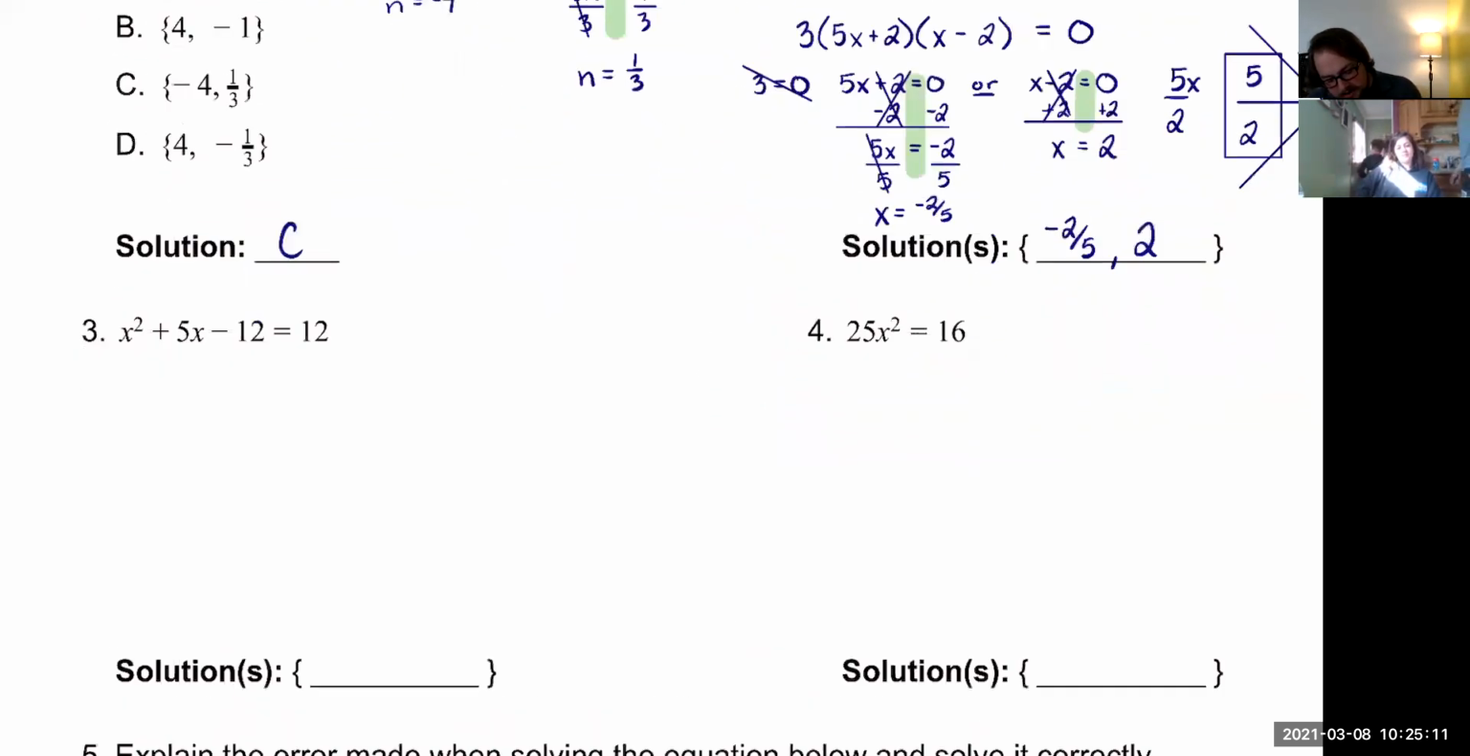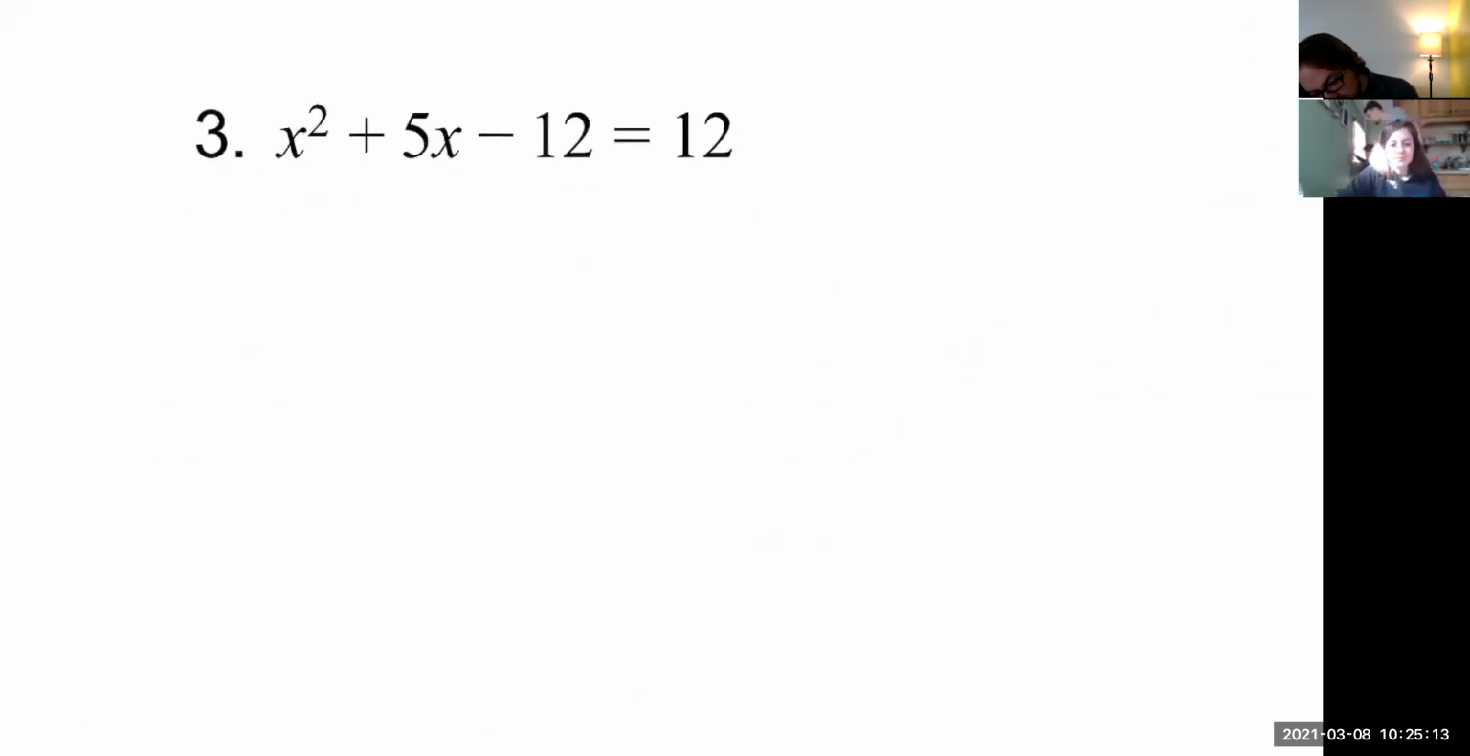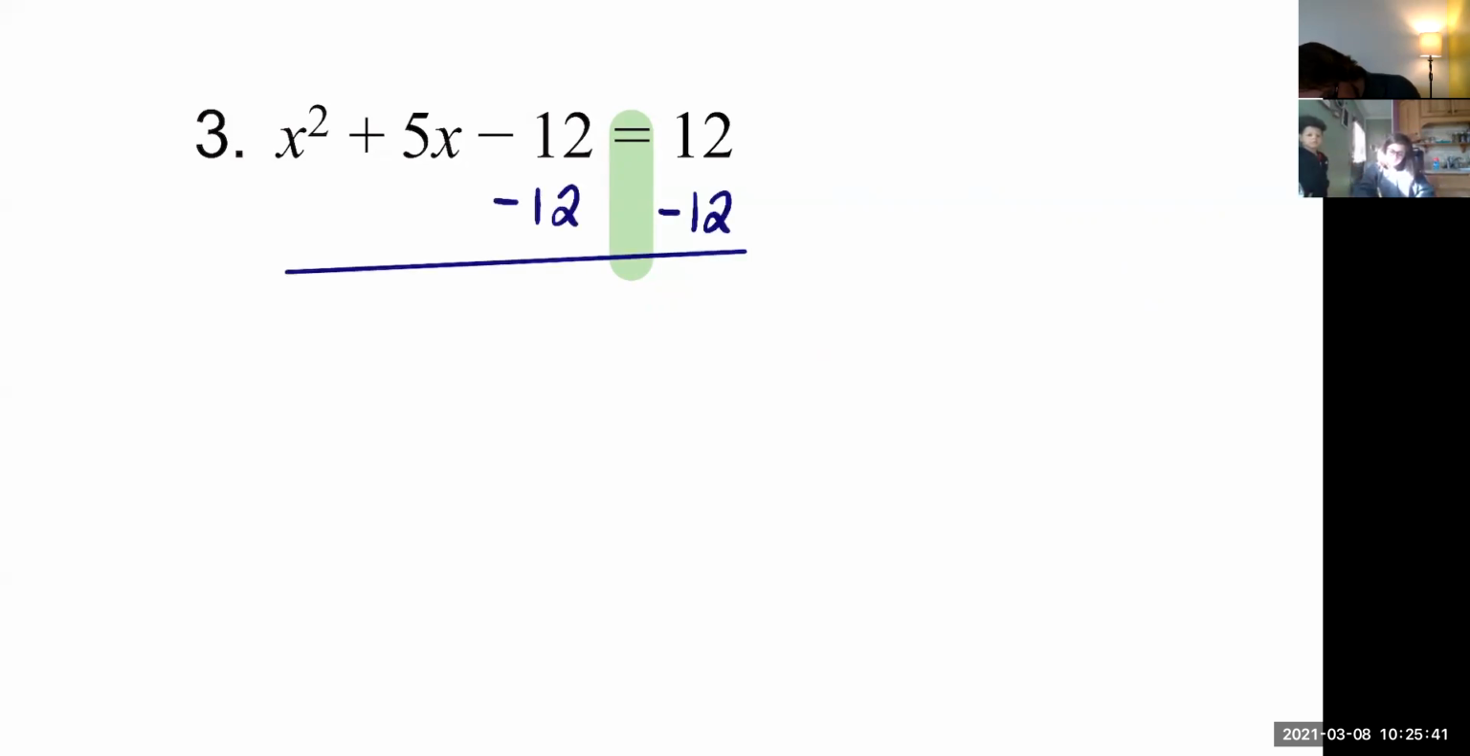Number 3 is a little bit different right off the bat. What do you hopefully notice? Well, I don't see one yet, but there's something even before all that, even before the factoring. Move the +12. Why is that? What's our goal? To make it equal 0. So I need to get this 12 out of the way first. So I'm going to subtract it from both sides. That removes it from the right.